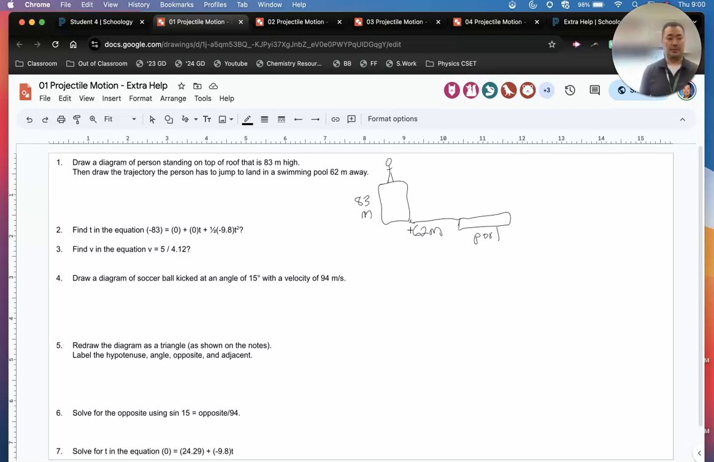Right. So, how do we solve this? What would you do first, Jimenez? Find t. So, let's rewrite it. 83 equals, and then it's 0, so we write nothing, plus 0t, which is nothing again. And what's left over is half times negative 9.8. So grab a calculator and put in half times negative 9.8. Oh, it was right there.